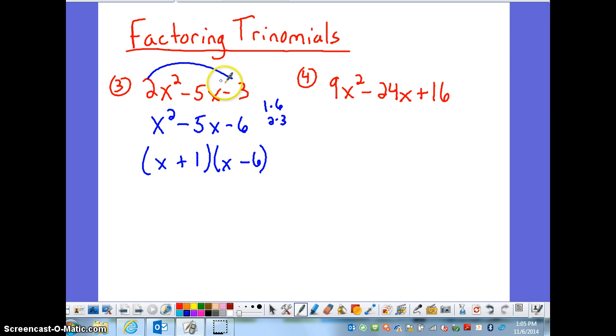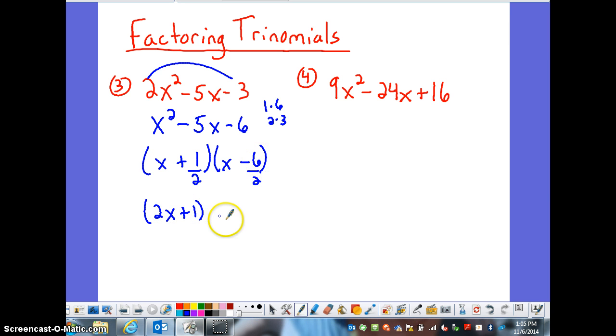Now, I'm not finished yet, though. Remember, we changed the problem by multiplying by 2. I have to undo that by dividing by that 2 now. This 2 doesn't divide evenly into the 1, so you bring it back out to the front, 2x plus 1. 2 does divide evenly into 6, so it's just x minus 3. And that's it.